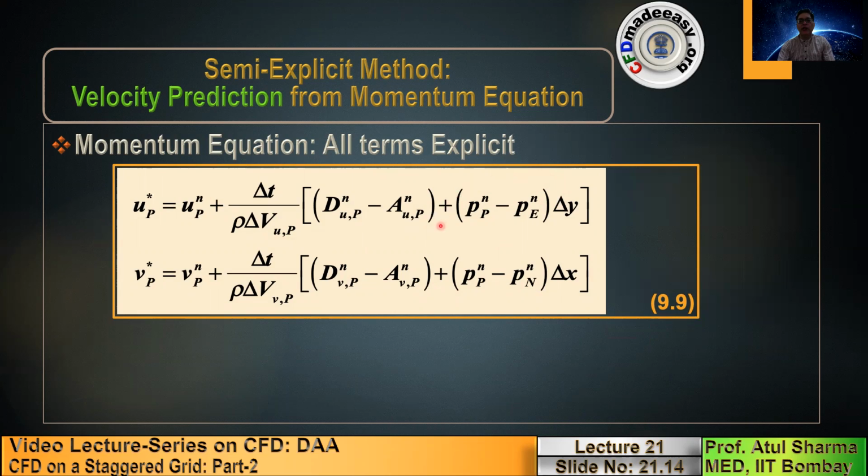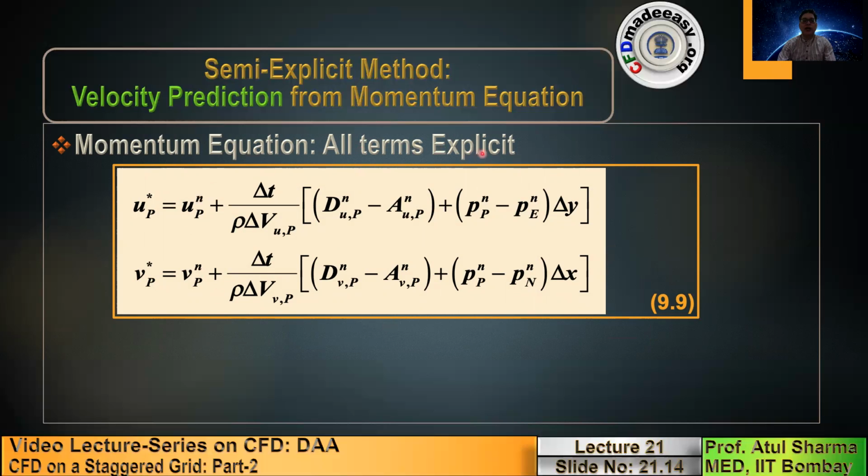But when you made it explicit, it is because you have a starting trouble. In the original proposition, this was at n plus 1, which is at the new time step. And the fact of the matter is you don't know the pressure at the new time step. So you have a starting trouble. To get started, you use the previous time level pressure. And when you use the previous time level pressure, the left hand side no more remains as n plus 1. So now it becomes star values.